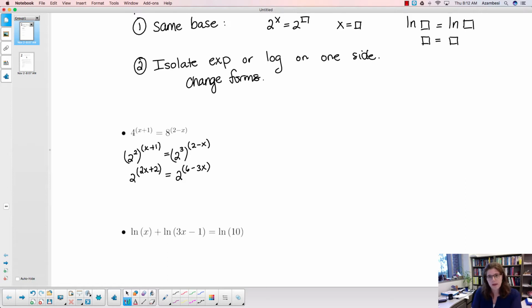Now that I have the same base on both sides, I can set my exponents equal. So 2x plus 2 equal to 6 minus 3x. At some point along the way, you should be down to where you're working with an algebra problem. This is that point. So now I have to solve the resulting algebra problem. Adding 3x to both sides gives me 5x plus 2 equal to 6. Finishing the solution, that means that 5x is equal to 4, x is equal to 4 over 5.